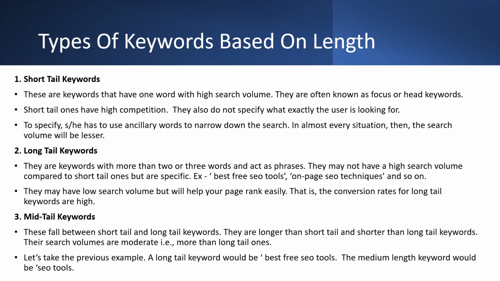Now the second category is based on length, under which we have short tail keywords. Short tail keywords are generally one word keywords, but they have a very high search volume and they are very competitive. After this, the second is long tail keyword. Long tail keywords generally contain 4 to 5 words, like best free SEO tool, best digital marketing agency in India, on page SEO technique.